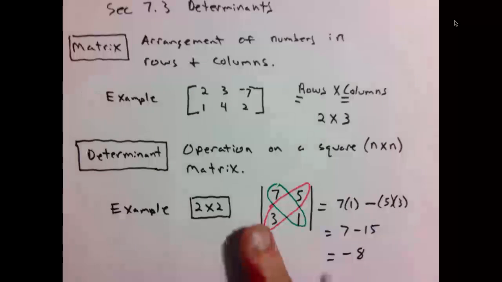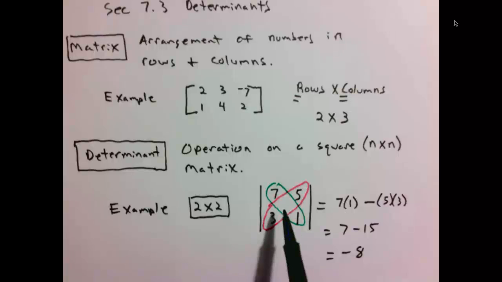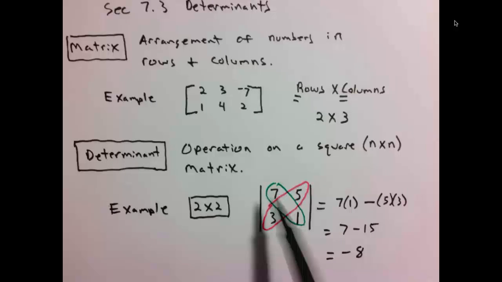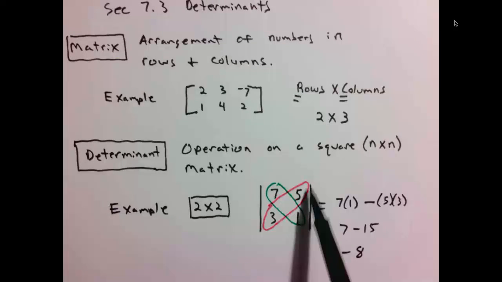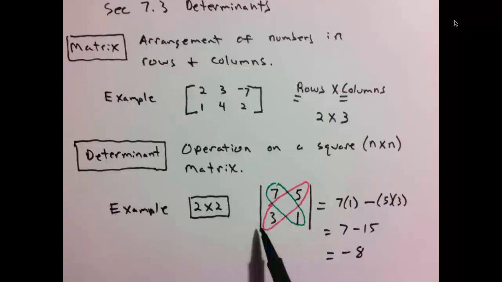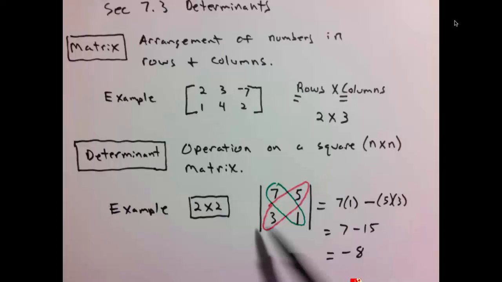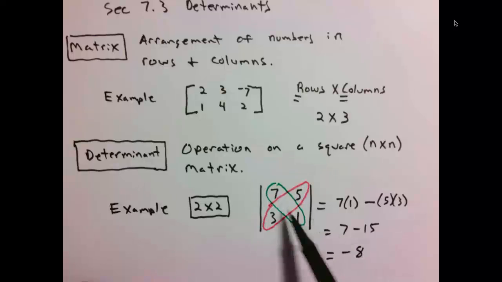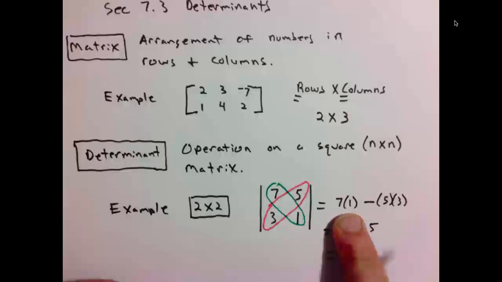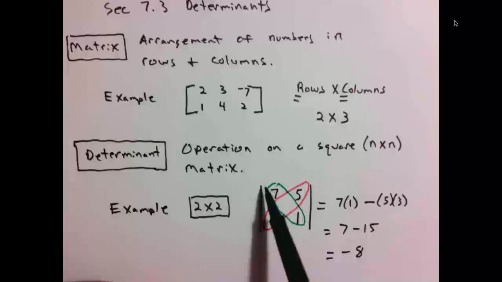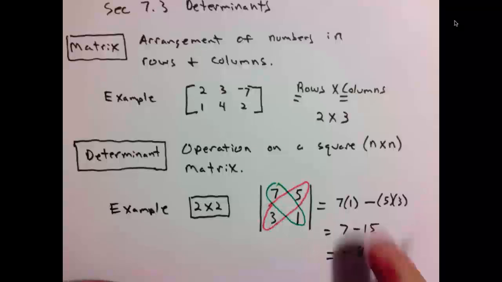So this matrix that would be a 2 by 2, when I place these bars outside the matrix, it's indicating I want to do this operation. We simply multiply this diagonal, and we subtract. The first part of the subtraction is this first diagonal. Really very simple.